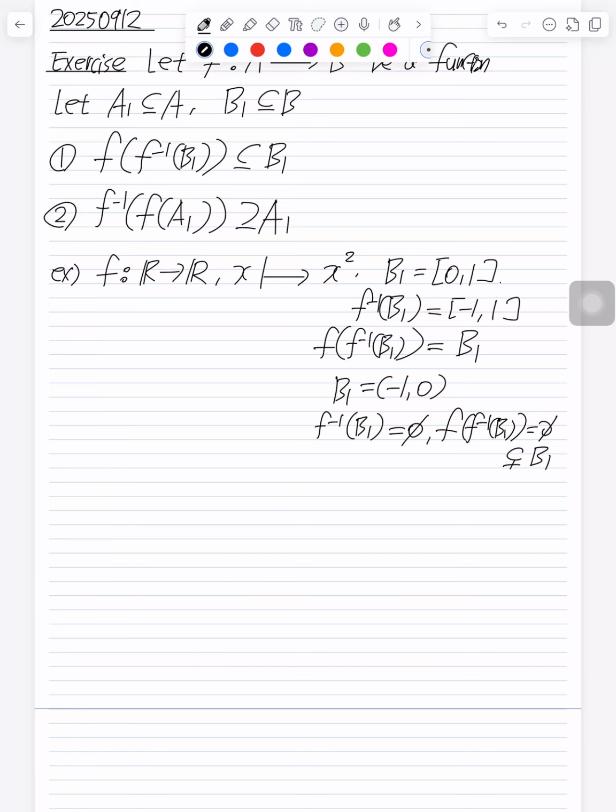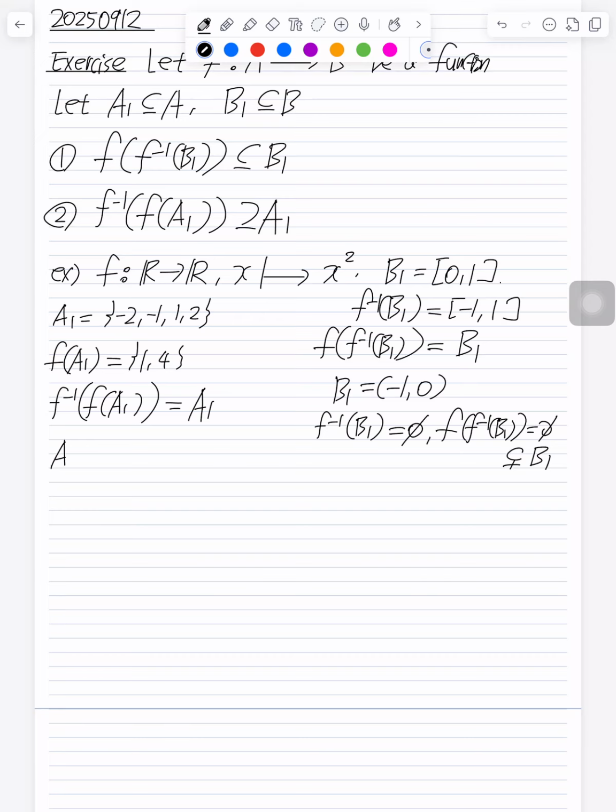Similarly, if we take A1, so what can we take? For example, let me just naively take -2, -1, 1, and 2 in this collection. Then we can investigate the image of it. This image should be 1 and 4, and the corresponding inverse image should be just the same as A1. So here the equality holds.